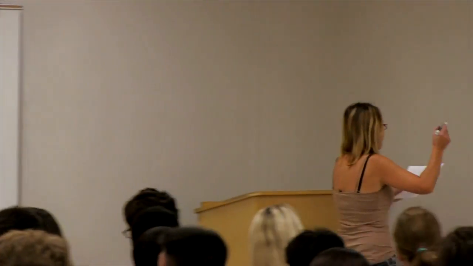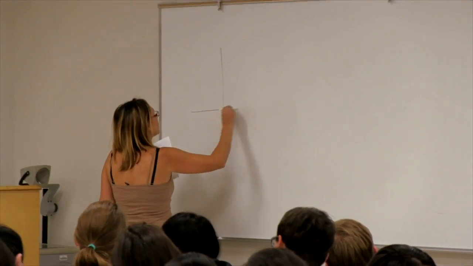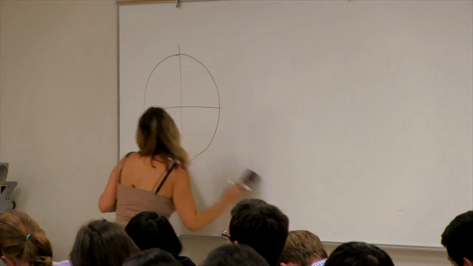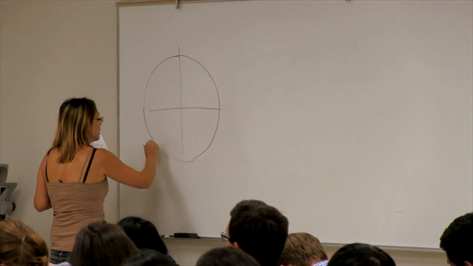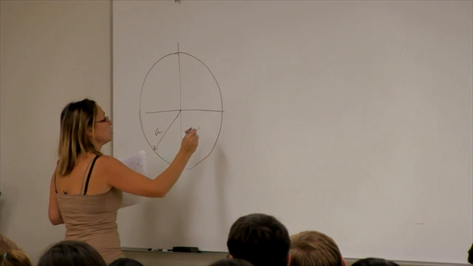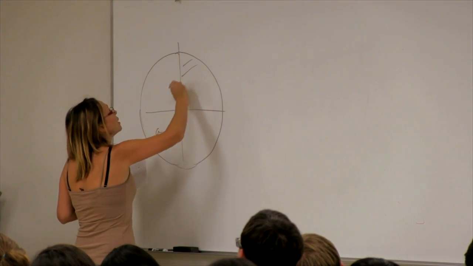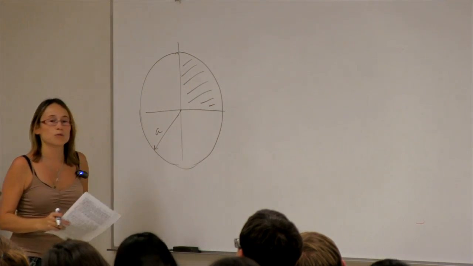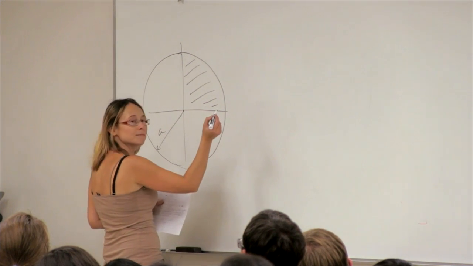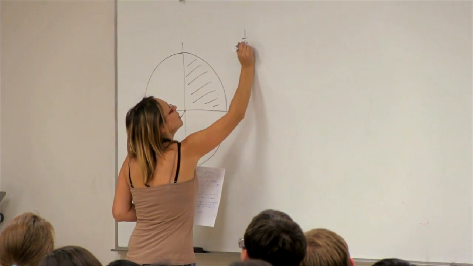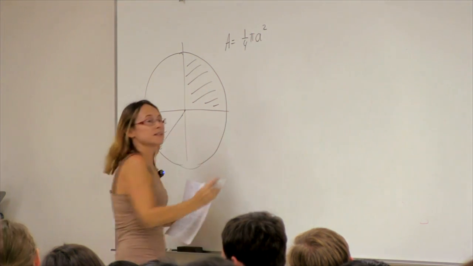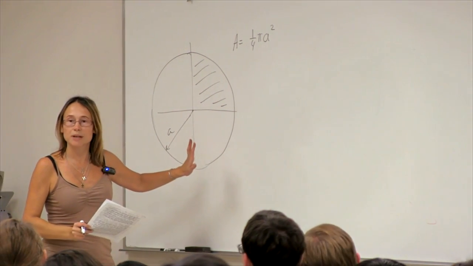Let's suppose that we have a circle of radius a, with a center at the origin, and I want to evaluate the area of this quarter of a circle. What's the answer? Pi a squared over 4. So this is the answer, right? Okay, so we'll keep that in mind.